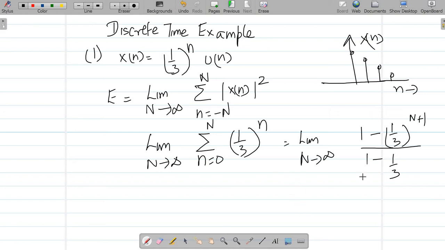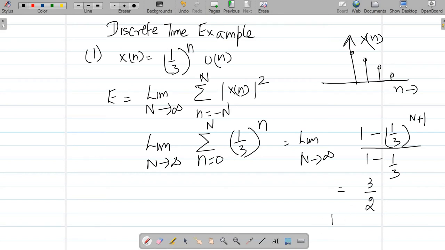Now as N tends to infinity, this term will become 0 because it is less than 1. If it had been greater than 1, it would have gone to infinity, but this 1 by 3 is less than 1. So if 1 by 3 is multiplied by itself N times, and N keeps on increasing from 0 to infinite values, then this term will become 0. So finally you end up having 3 by 2, which is a finite quantity, so it is an energy signal.